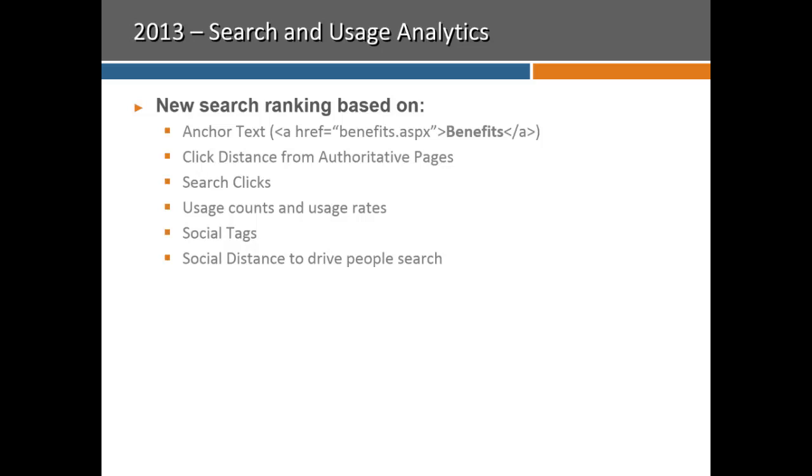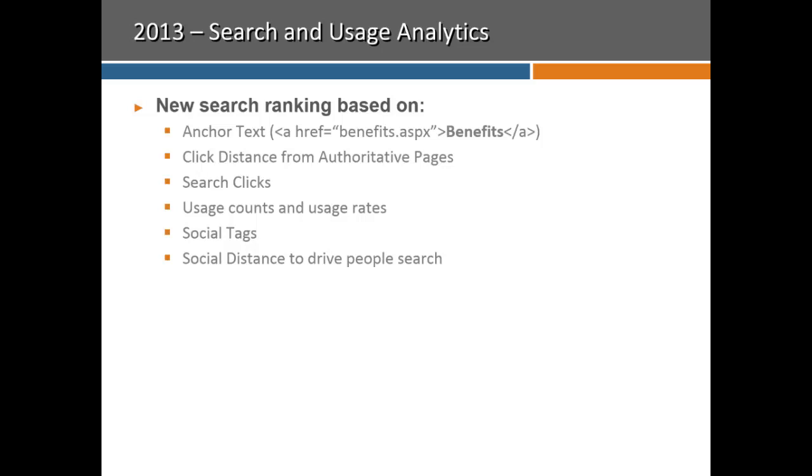These are just some of the highlights of the data that's now available to SharePoint Search. The first is what's referred to as the anchor text. So basically that's the text of the link that shows up between the two anchor tags. So if you have a page that has the word benefits in the link, then when someone searches for benefits, SharePoint's going to consider that more relevant than another page.